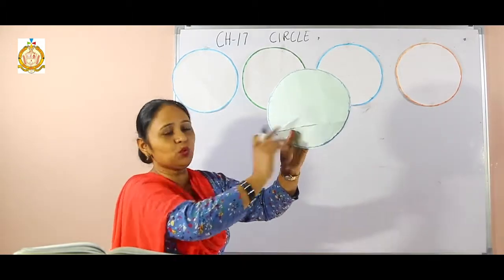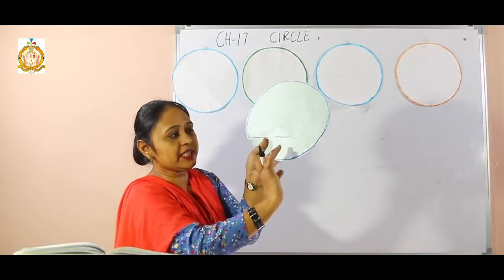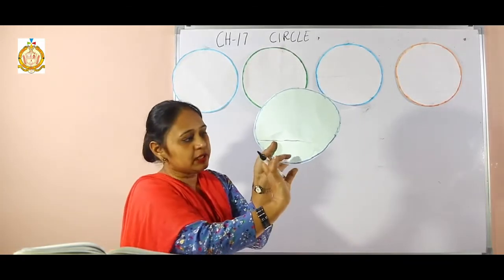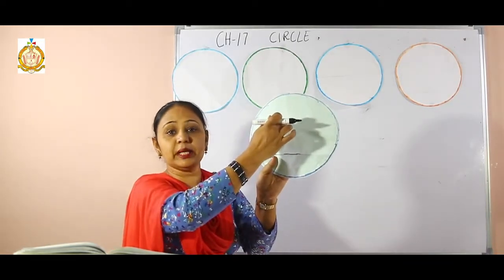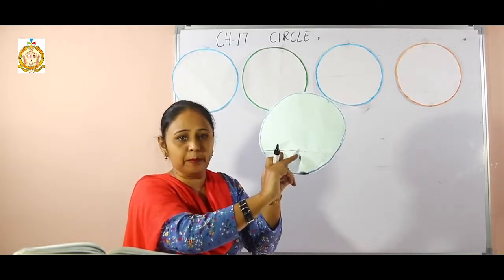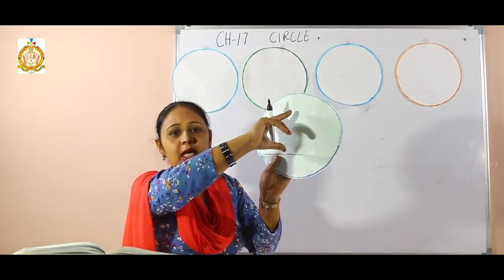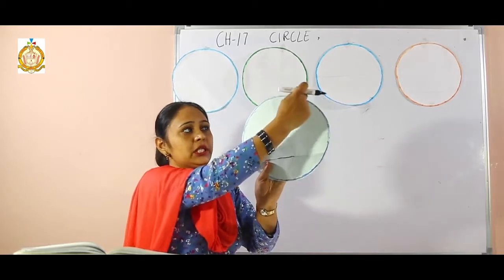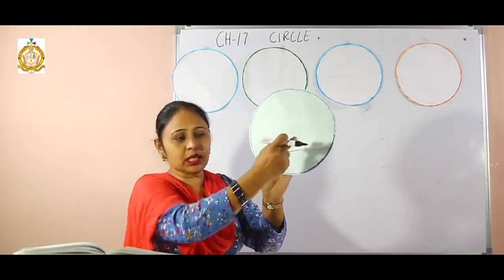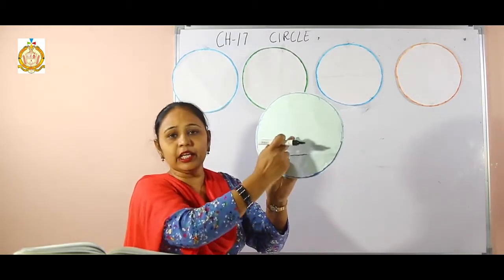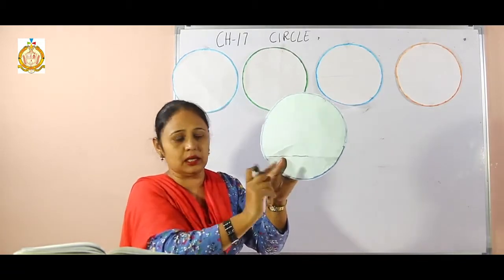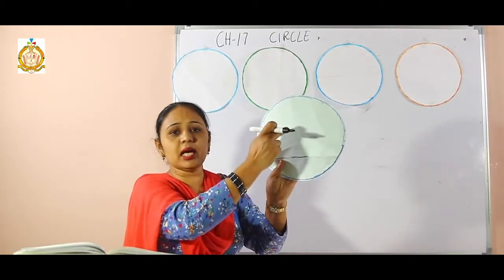Okay. Now see, there are two parts. These two parts are called segments. This is the minor and this is the major. That means the smaller one is called the minor segment and the greater one is called the major segment. Now this is the circumference, the boundary of the circle. These are the two parts that are divided by the chord in the circle. One is the minor, the other one is the major.